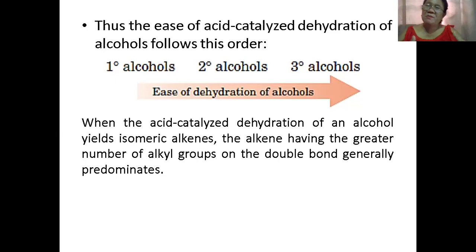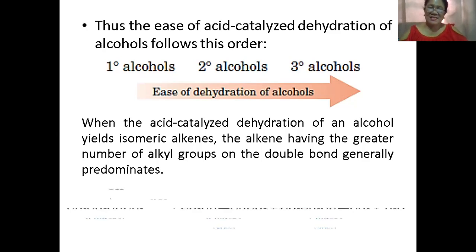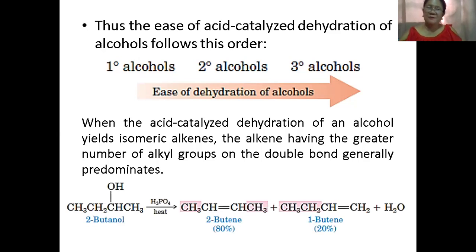What do you call this? What do you mean by predominates? It has a greater chance of having that product compared with one with a lesser number of alkyl groups. The greater the number of alkyl groups on the double bond, the greater the chance for the reaction to proceed. Okay, for instance, here we have 2-butanol.